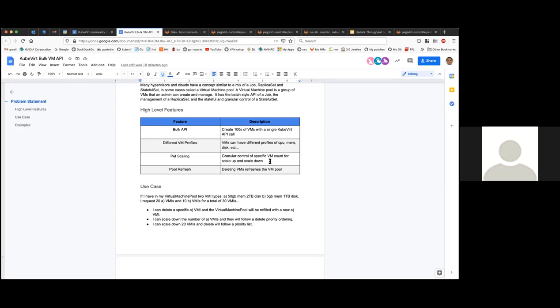Okay, and for scale down using this pool concept, how would you anticipate this priority ordering working? We're talking about one that's been online the longest. Would there be different strategies? Maybe ones that are marked can be scaled down, or how would it work?